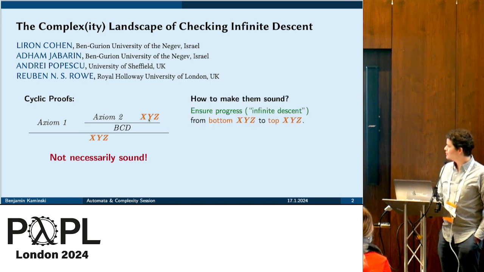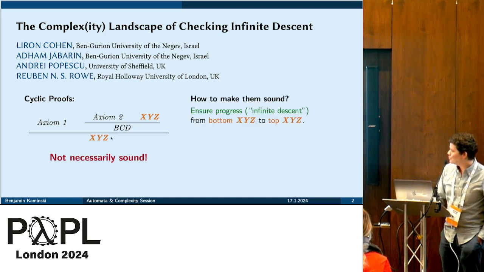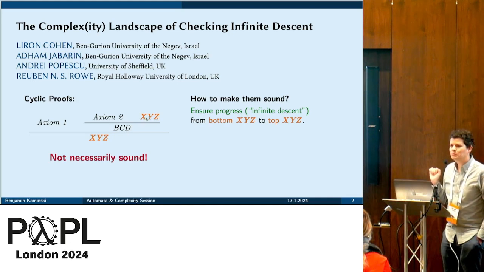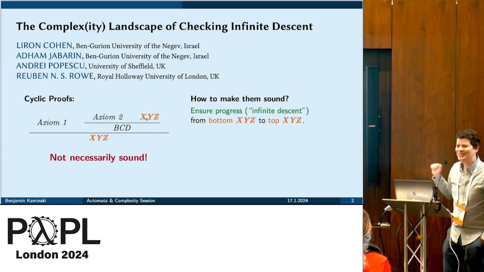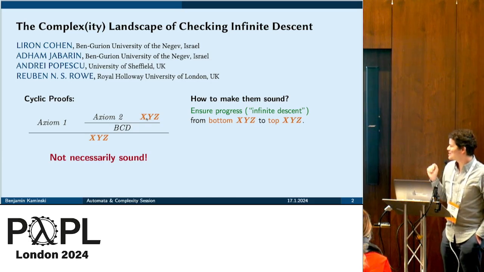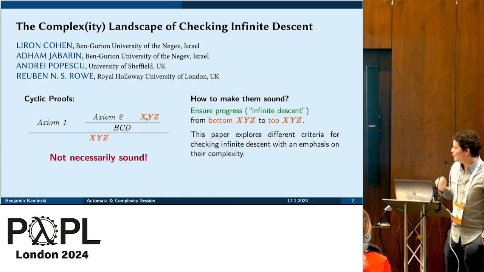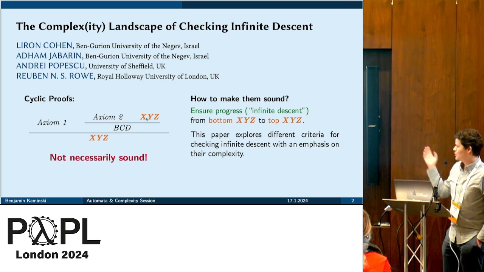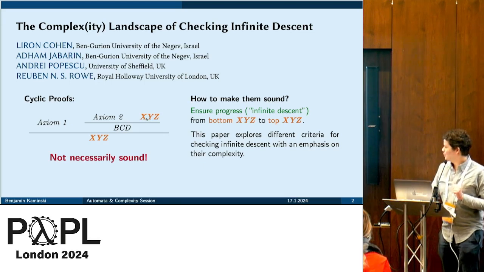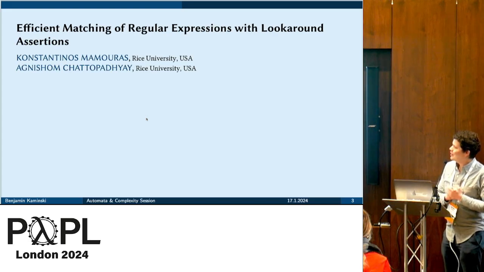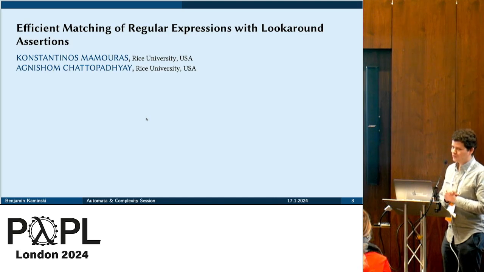And how to make this sound? You somehow have to ensure that from this bottom sequent to the top sequent, you still make some sort of progress. And this is called an infinite descent condition, even though it would seem like infinite descent would be something bad, but this is actually what makes the progress here. And this paper explores different criteria for checking such infinite descent and thus making progress within cyclic proofs and thus making them sound.